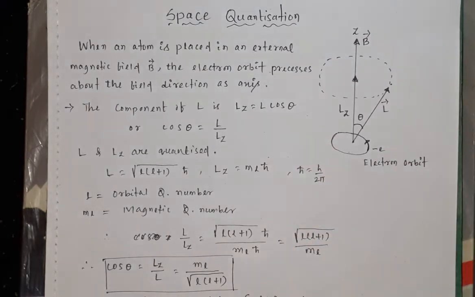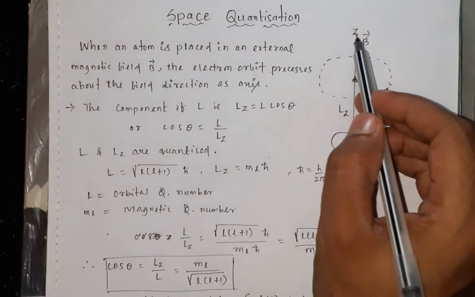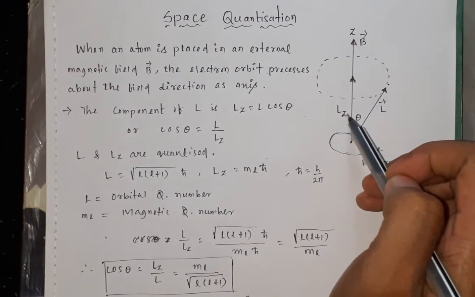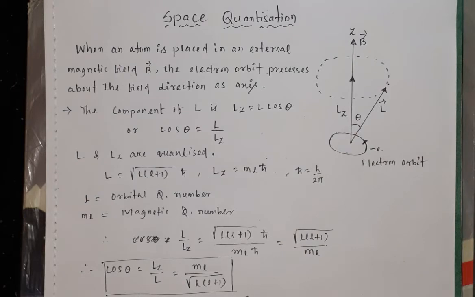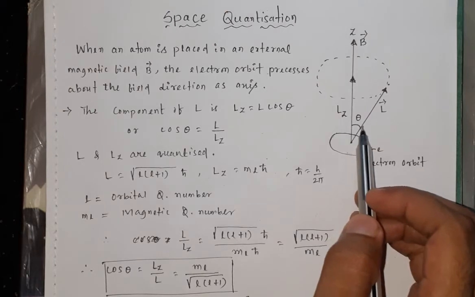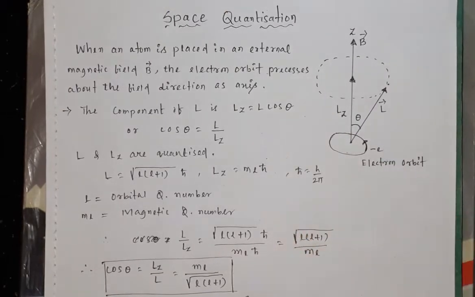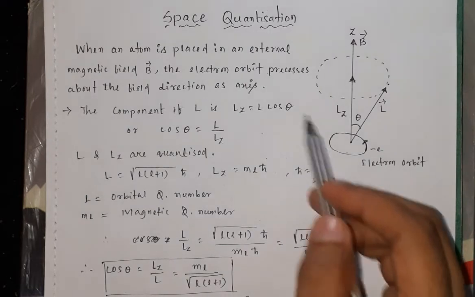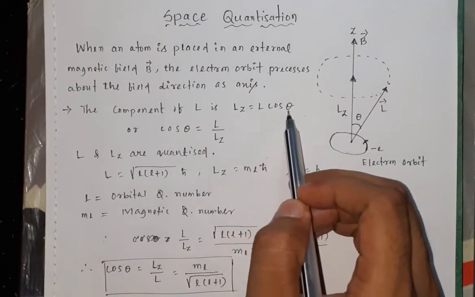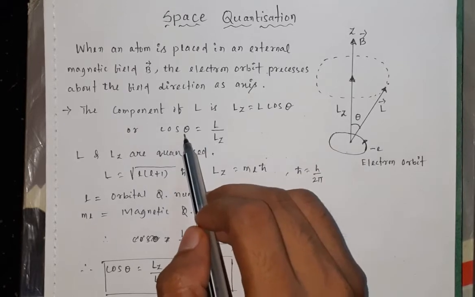If the magnetic field B is along the z axis, then the component of L parallel to the field is... there are two components of L, one parallel to B and the other making some angle theta. The parallel component we call Lz. So Lz equals L cos theta. So cos theta equals Lz by L.